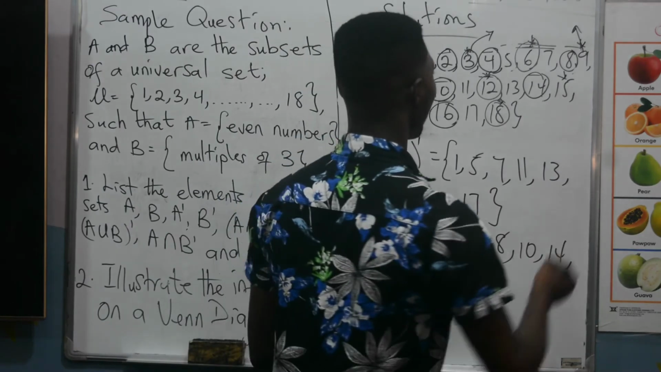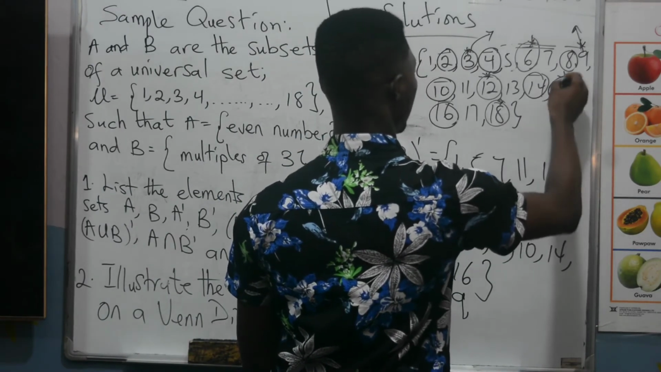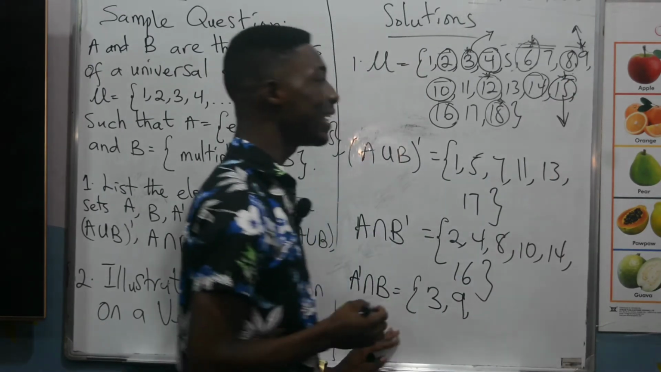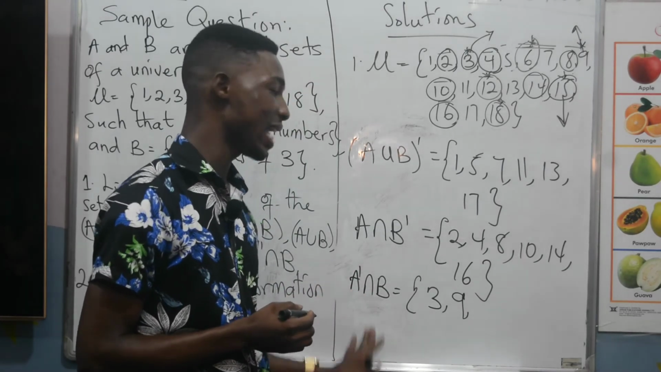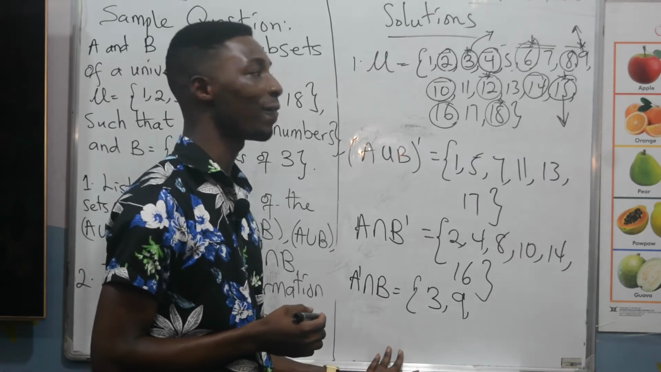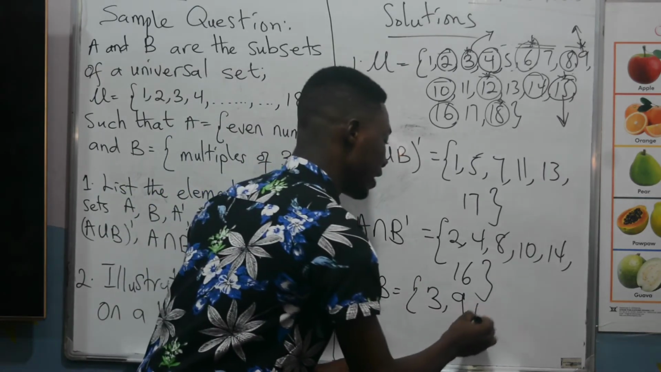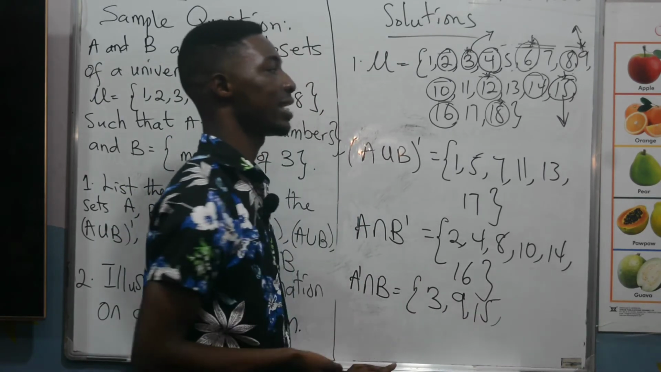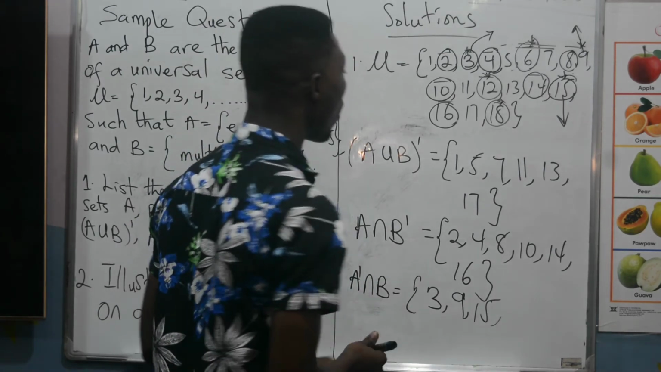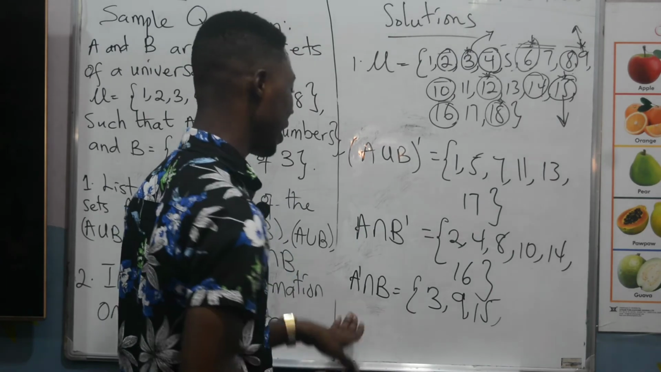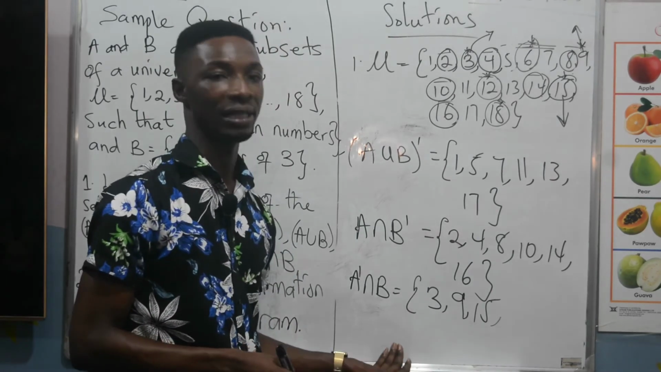Then we have 15 here. 15 here is a member of A complement, and at the same time in B, a multiple of 3. Therefore, it falls under A complement intersection B. I think that is all the elements we are going to have for A complement intersection B.